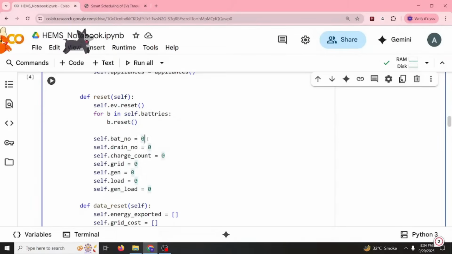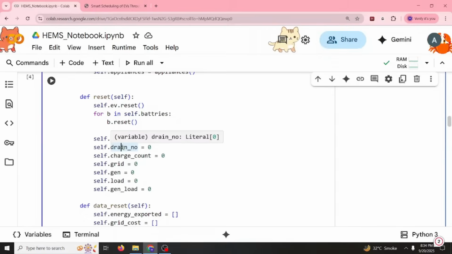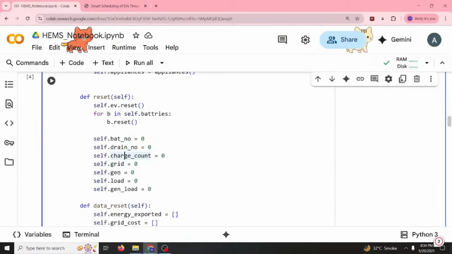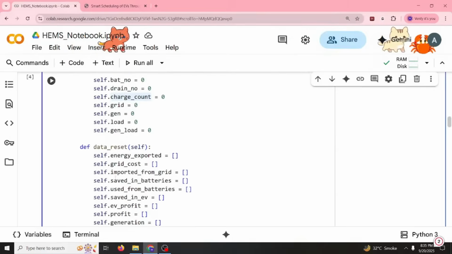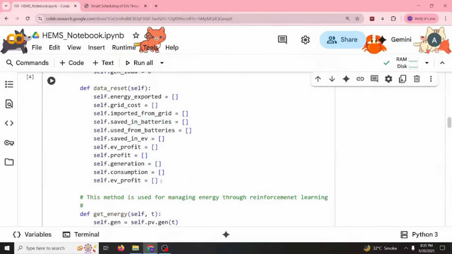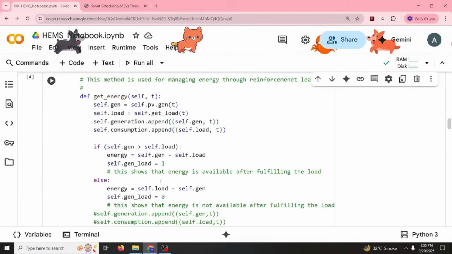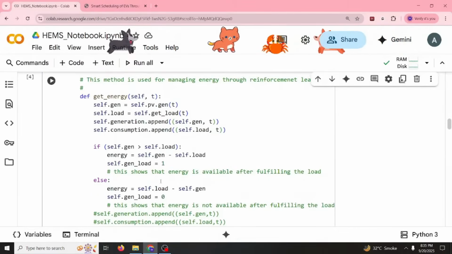Previously, we have just defined the charging discharging mechanisms. Now we can have multiple batteries, 1, 10, 100, 1000, whatever count of batteries you want to keep. You can just initialize that, then control that, plot that, whatever you want to do individually. So here battery number is for charging, drain number for discharging, and then charge count. So different variables are kept here. Then this log data set is reset in this method.